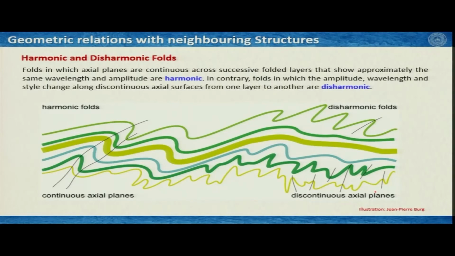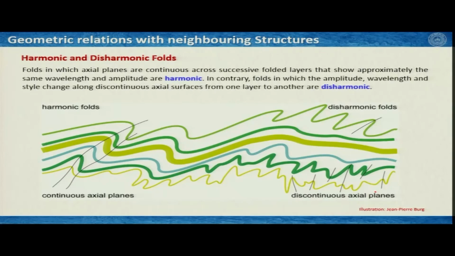Now, we are on the last part of this classification, which is geometric relations with the neighboring structures. And here we learn a series of terminologies as well to define how one folded layer or a stack of folded layers is related to the neighboring features. And the first one we will take up is harmonic and then disharmonic folds.